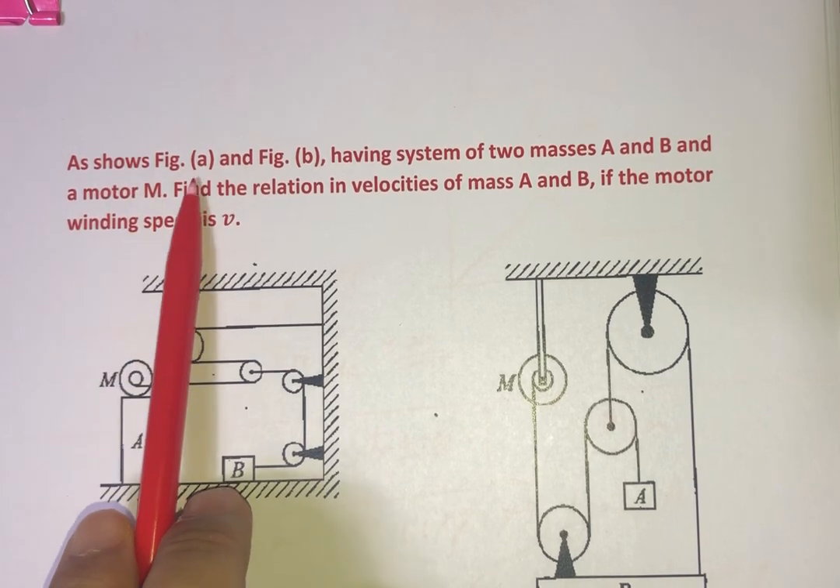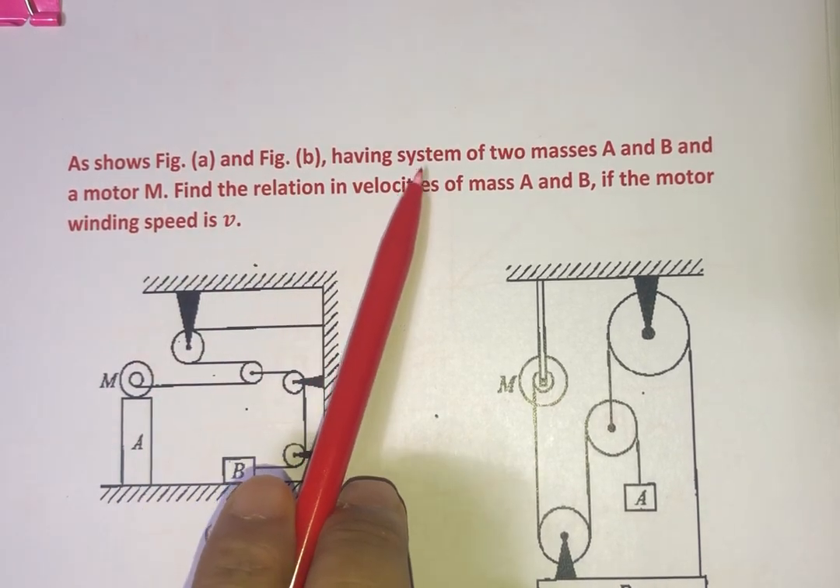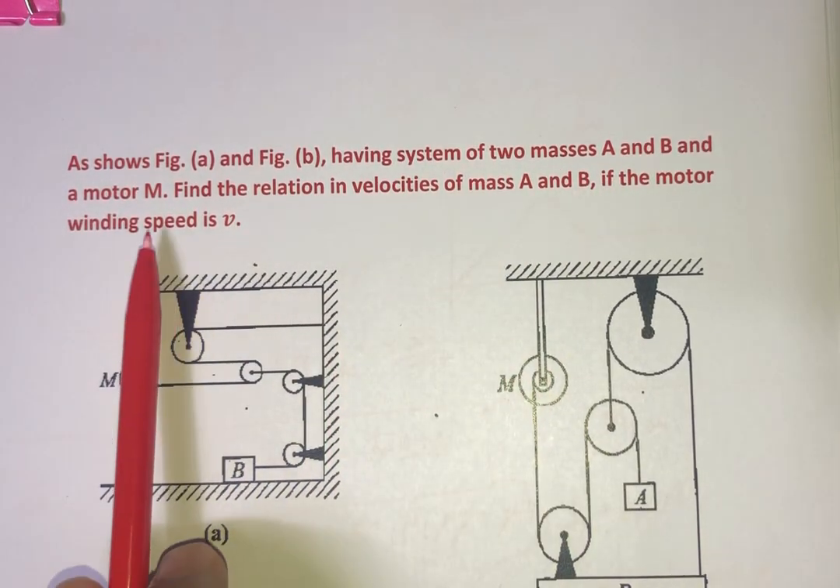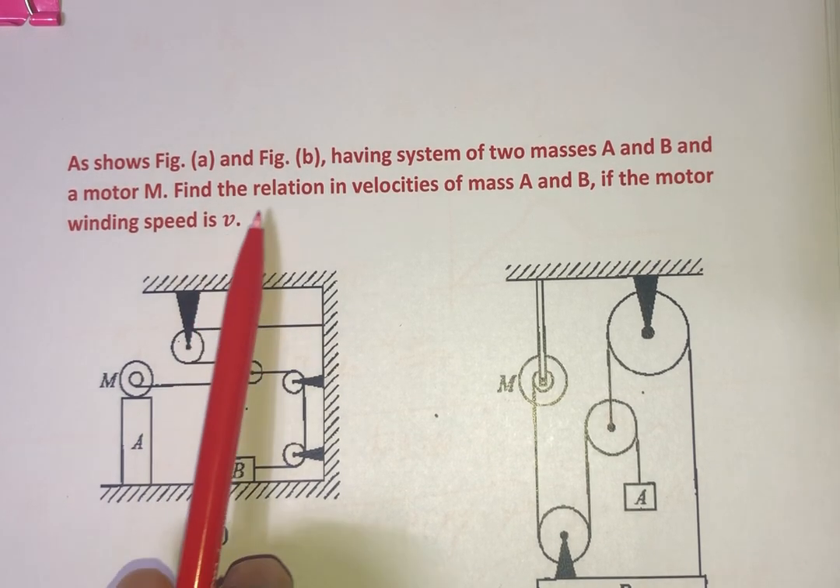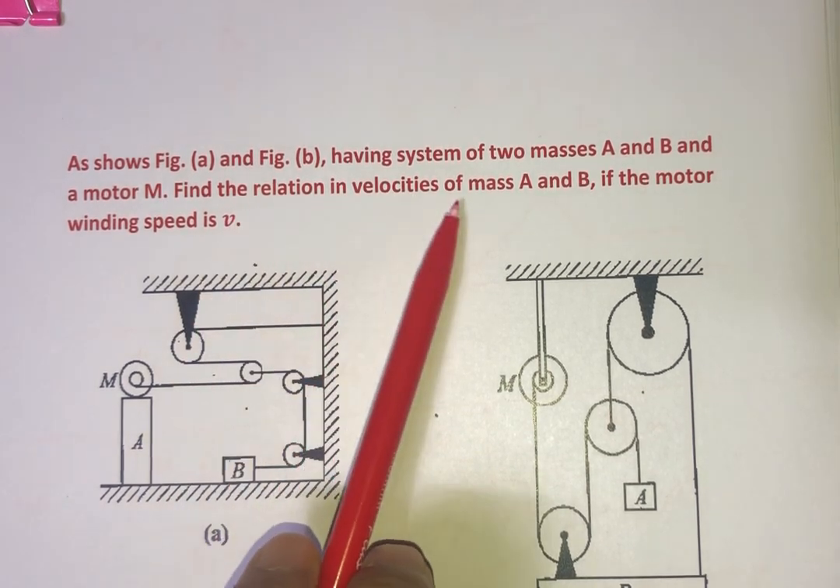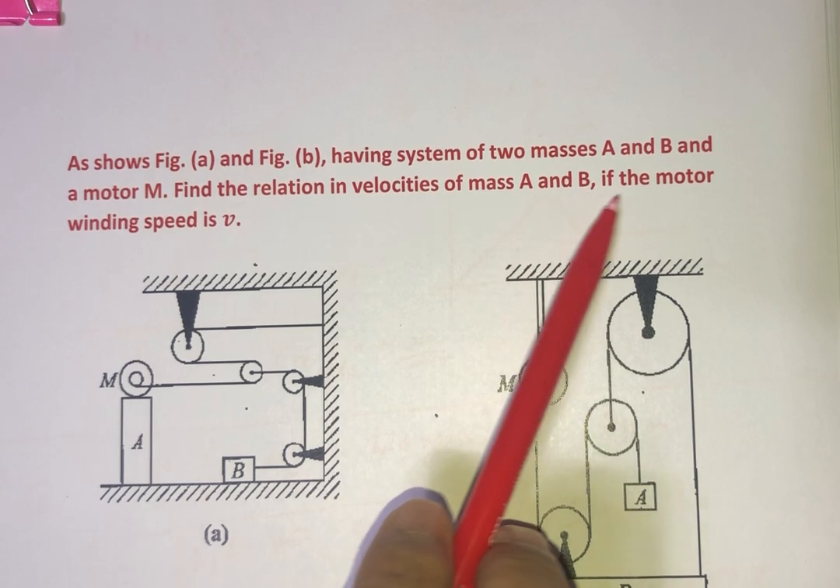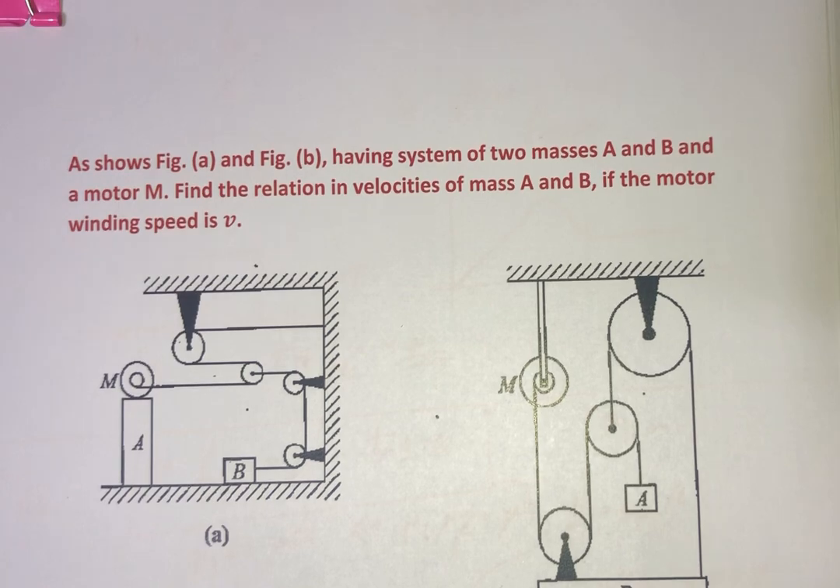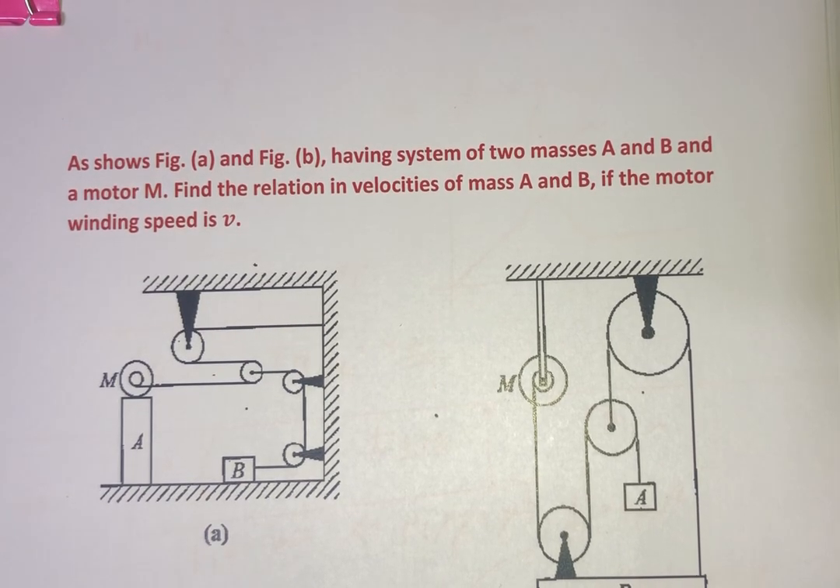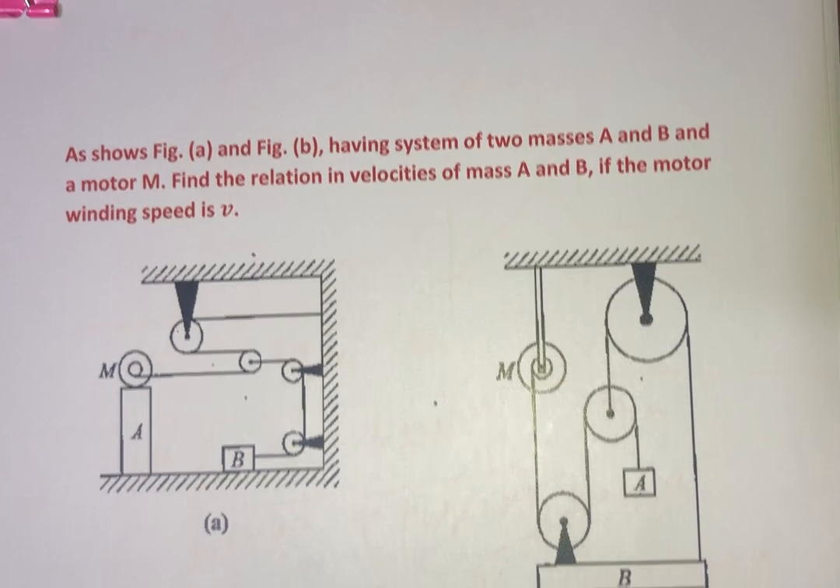So in the question, there are two figures A and B having a system of two masses A and B with a motor M in both cases. There are two masses A and B in figure A as well as in figure B. So we are going to find out the relationship of velocities of mass A and mass B if the winding speed of the motor is given as V.